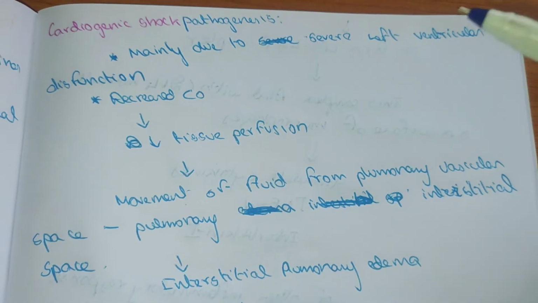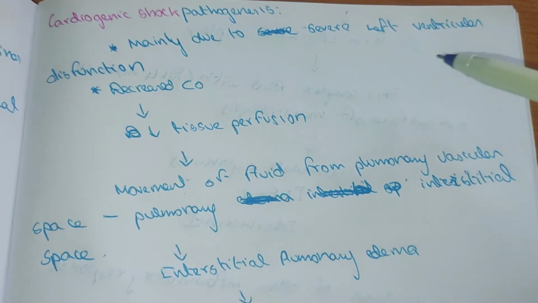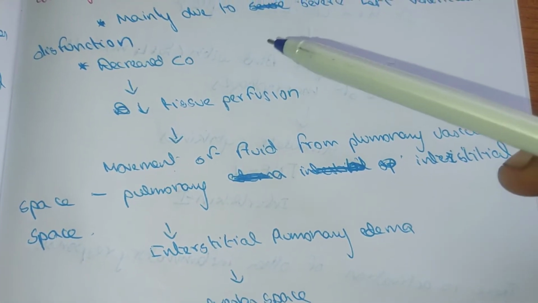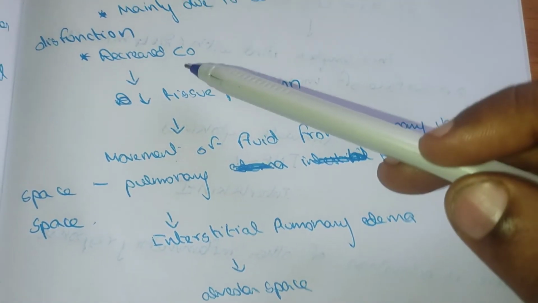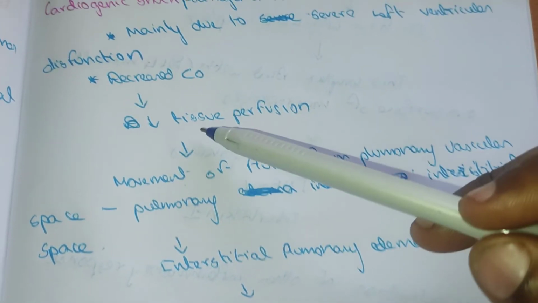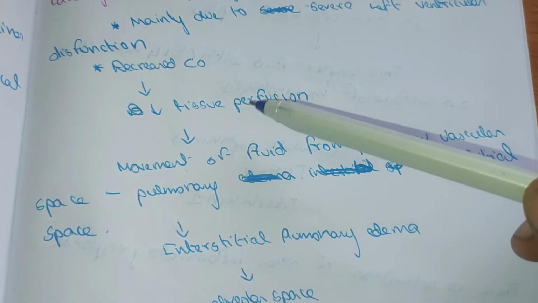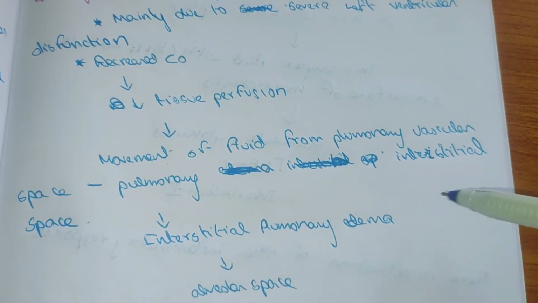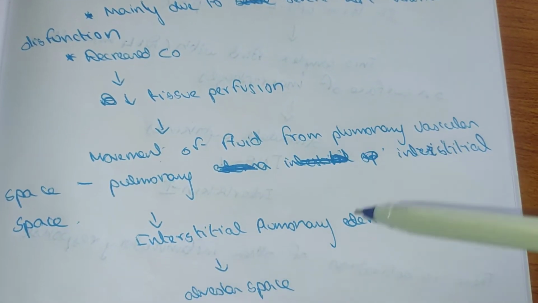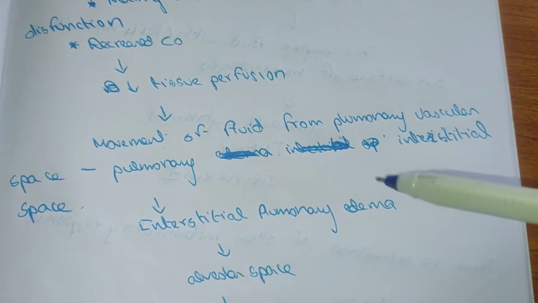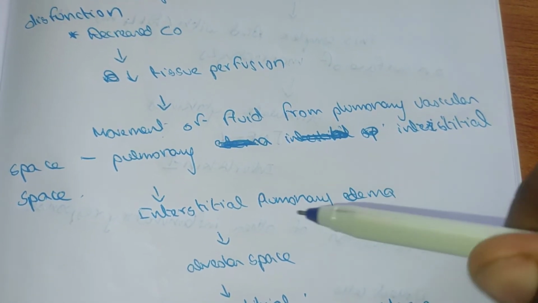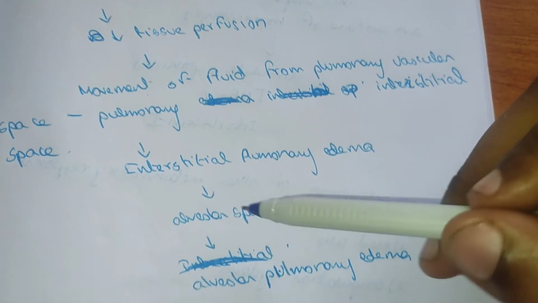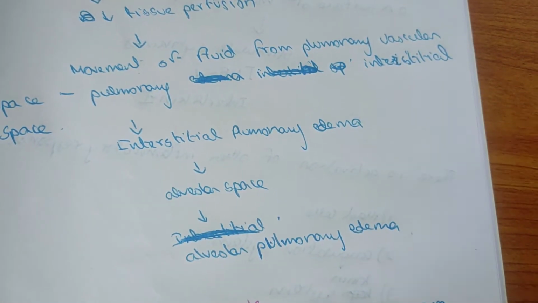Cardiogenic shock is mainly due to severe left ventricular dysfunction. This leads to a decrease in cardiac output, which leads to decreased tissue perfusion. There is a movement of fluid from the pulmonary vascular space to the pulmonary interstitial space, known as interstitial pulmonary edema, and this fluid moves to the alveolar space, which is known as alveolar pulmonary edema.